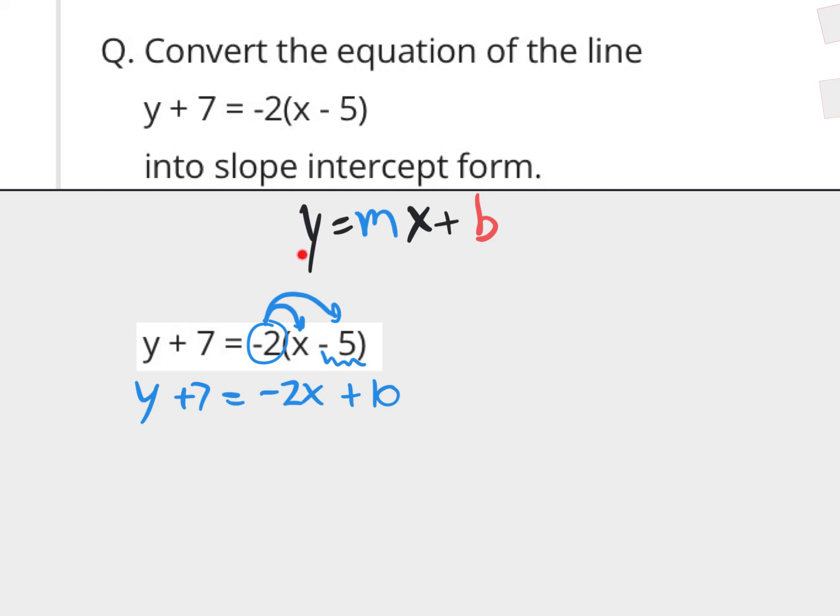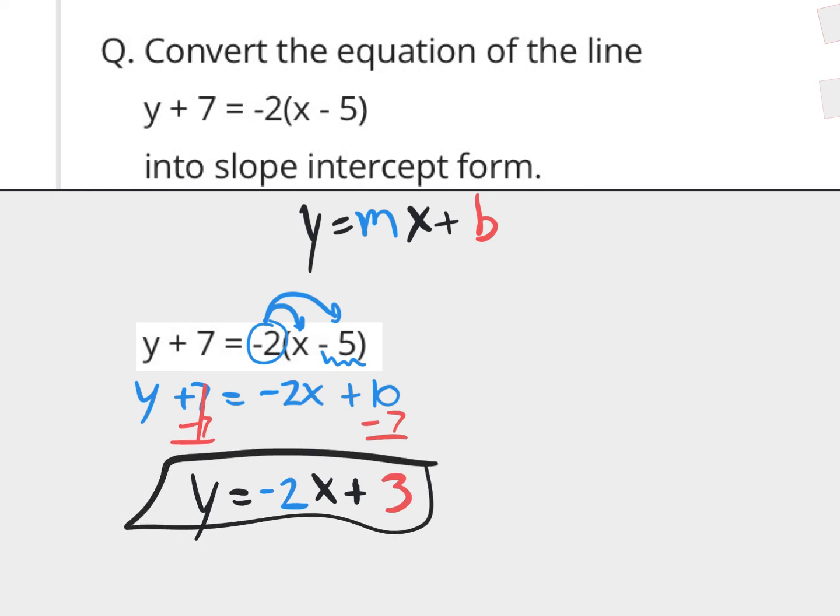All I need to do is get y by itself. I want to get rid of that plus 7 to have y by itself. How do I get rid of the plus 7? By doing the opposite, minus 7. And of course, what you do to one side, you must do to the other. You can only subtract 7 from the 10. What do I have left? I have y equals negative 2x, and then plus 10 take away 7 is 3. Ladies and gentlemen, this is slope-intercept form. y equals mx plus b. That is what you want to select.